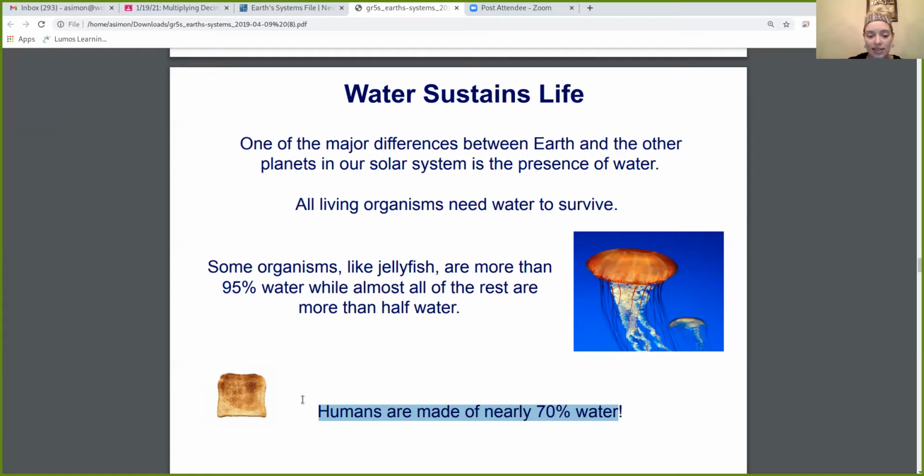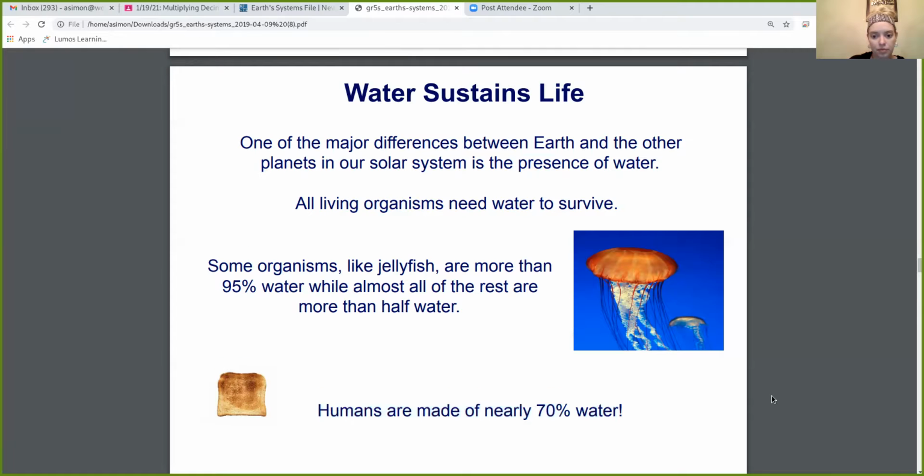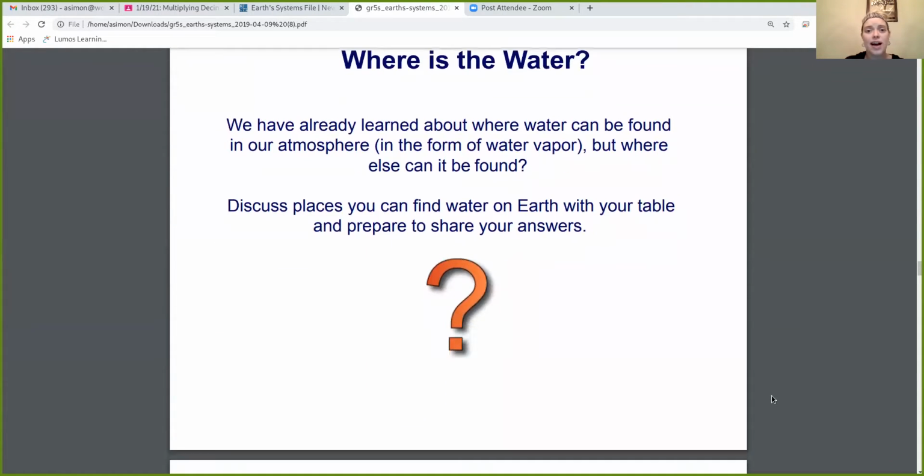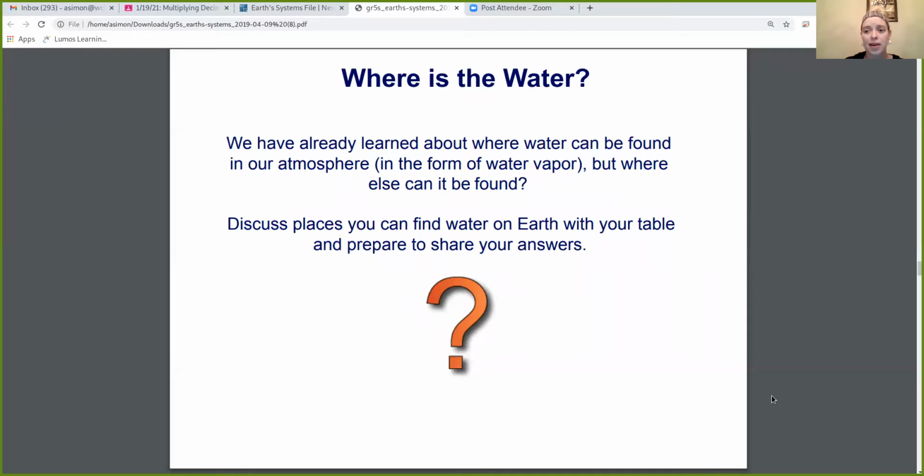And obviously, this is a clear reason why water is so important. We need water in order to survive. We are made up of mostly water. Now, on the first slide we said that Earth is made up of 70% water. So most of Earth is water.